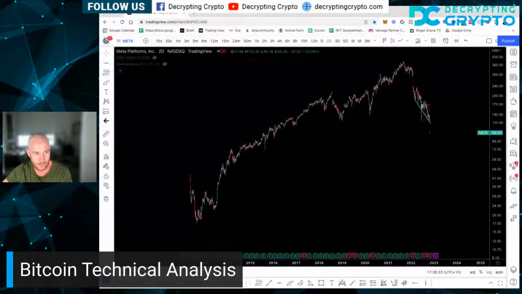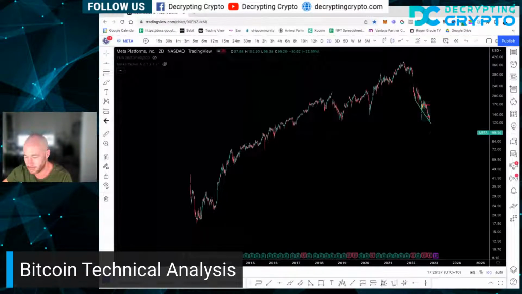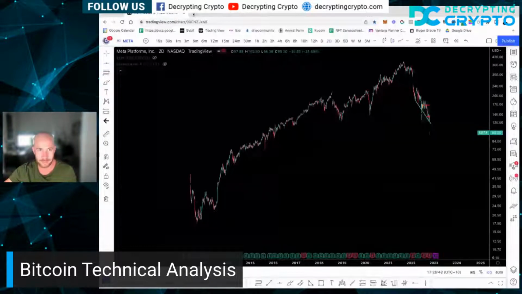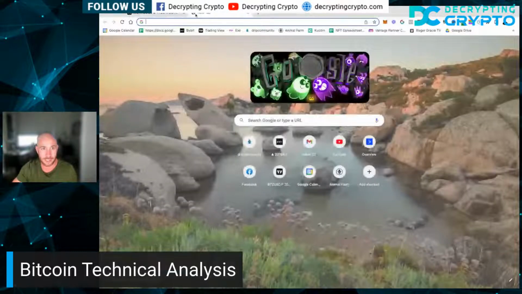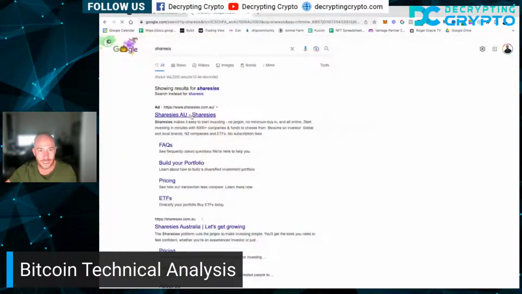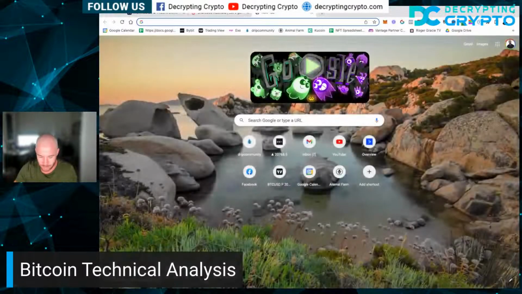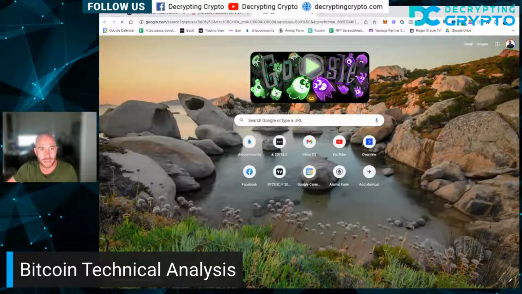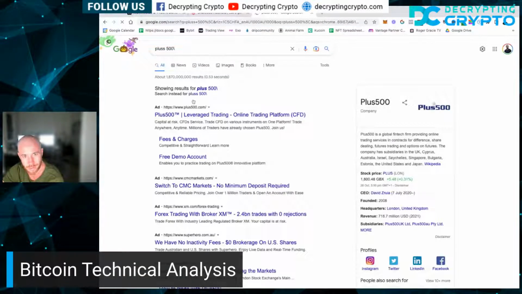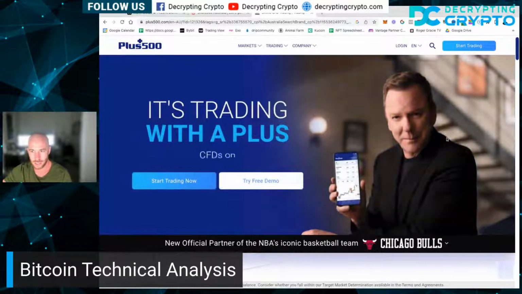How do you buy Facebook stocks? Well, in Australia, there's an app called Sharesies. That's one of them. However, I did a leverage trade on it on Plus500. I was just testing out a few apps. So I'm using Plus500 because Mr. 24 got me into it.